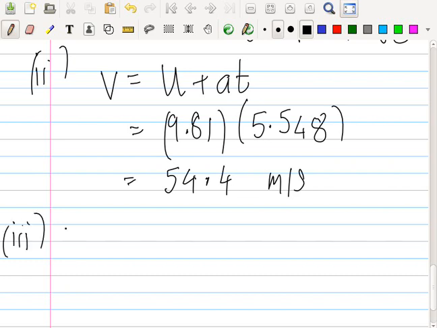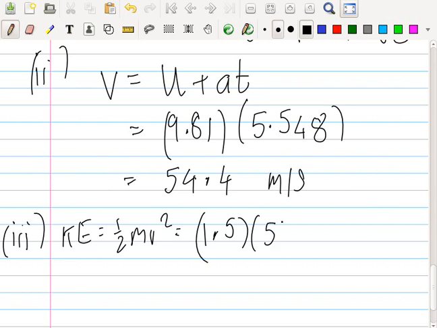And finally, the kinetic energy. What's the formula for kinetic energy? Half mv squared. The mass is 3, so half the mass is 1.5, and the v squared is that, which equals... What is it? 4439.04. So we'll just say that. Joules.